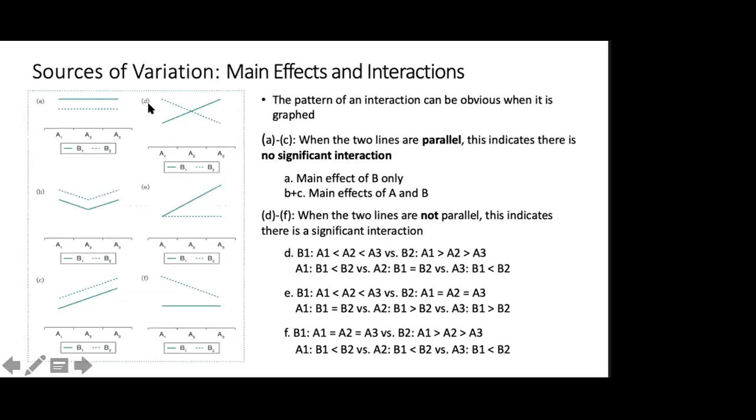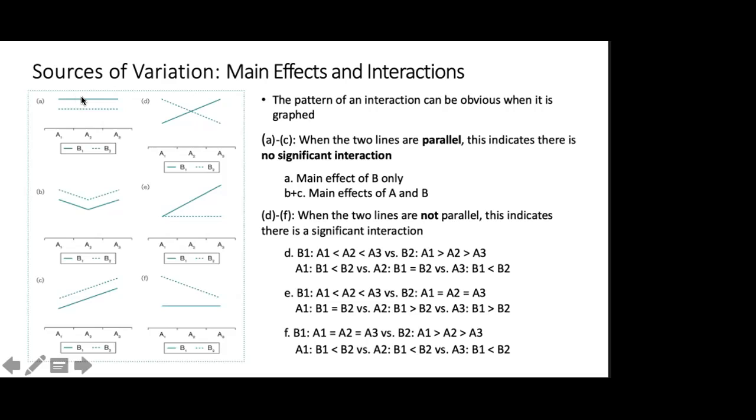So here on the left panel, okay, let me start over. The way the data is displayed here is that we have one factor with 3 levels, shown here, and then there are different lines for the second factor that has 2 levels, B1 and B2. And here on the left-hand side, we have cases where there is no interaction between the 2 factors, right? So here, under A, we only have a main effect of factor B actually.